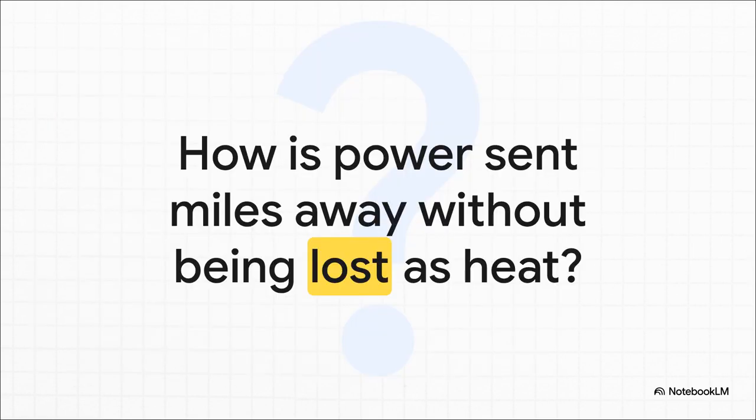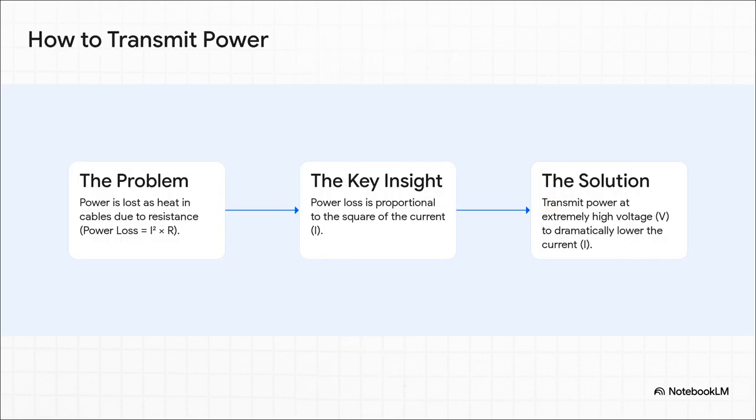Now, this brings us to a huge, real-world engineering problem. We know every wire has some resistance, and that resistance makes the wire heat up, which wastes energy. So when power lines have to stretch for hundreds of miles from a power plant, how do we stop most of that energy from just bleeding off into the air as heat? The solution is actually pretty genius, and it all comes back to the math.